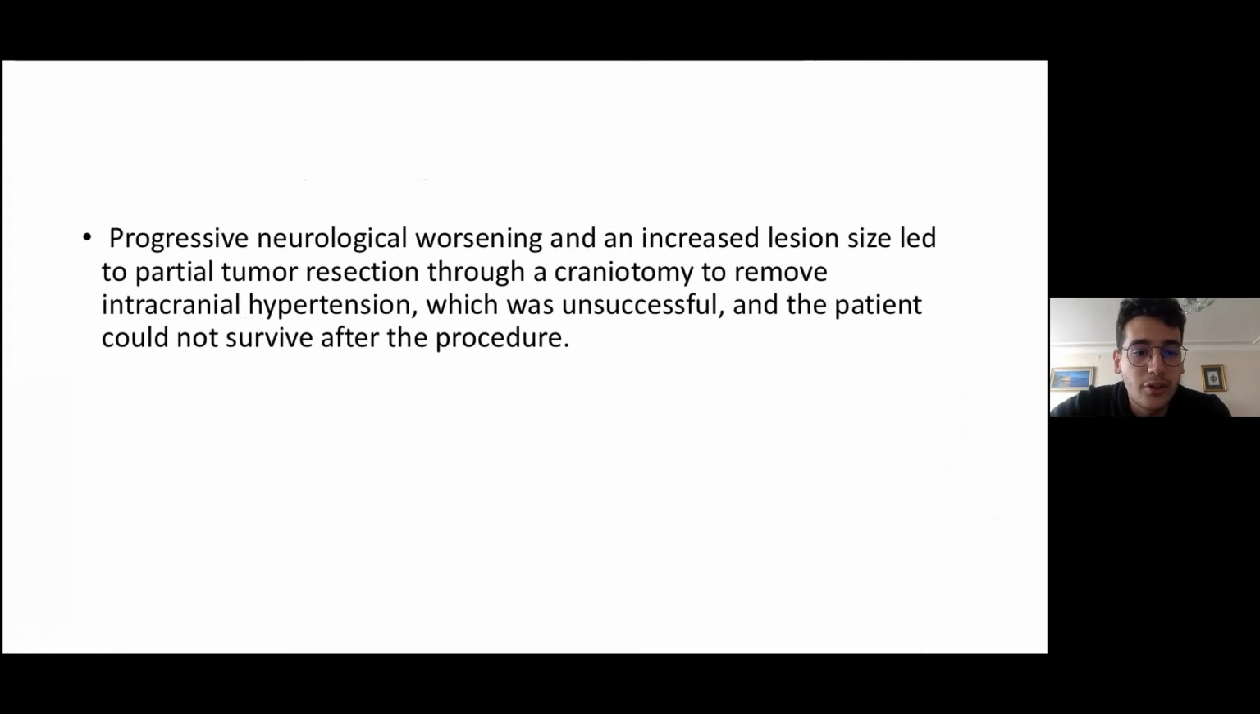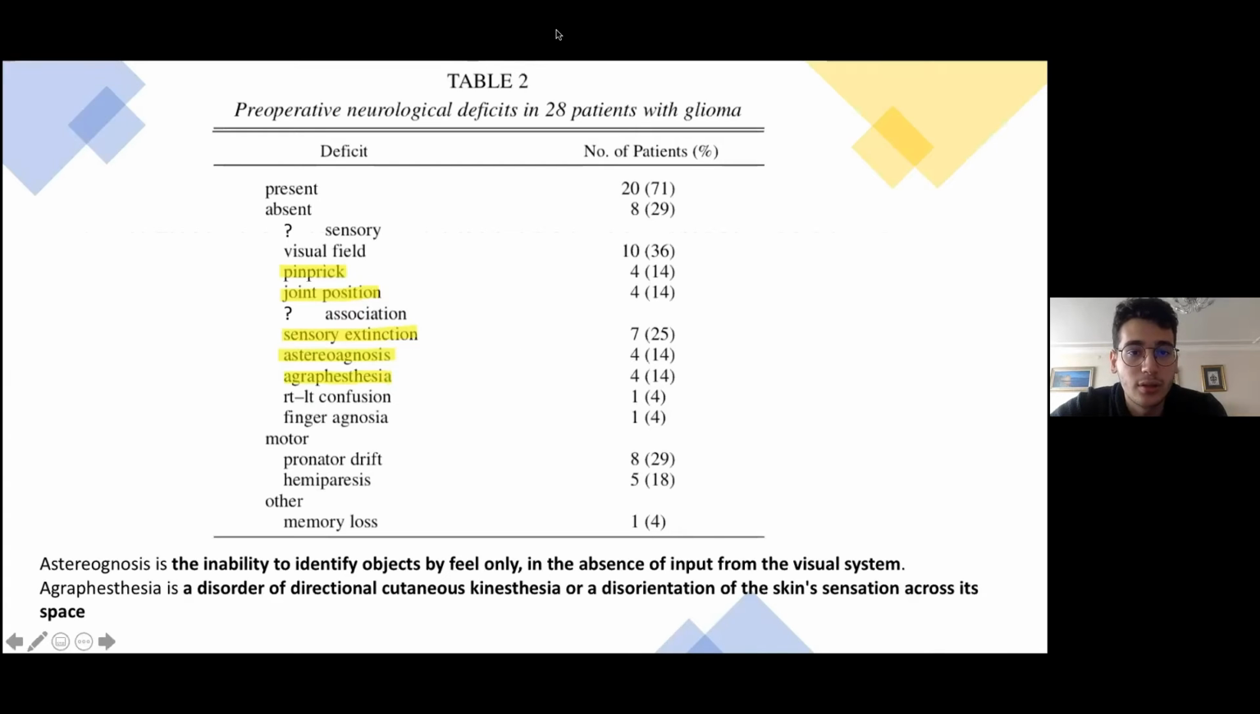It's about treatment: progressive neurological worsening and increased lesion size. Partial tumor resection through craniotomy to relieve intracranial hypertension was unsuccessful, and the patient could not survive after the procedure. It's sad. Okay, another one.